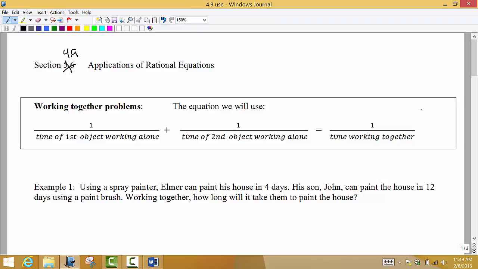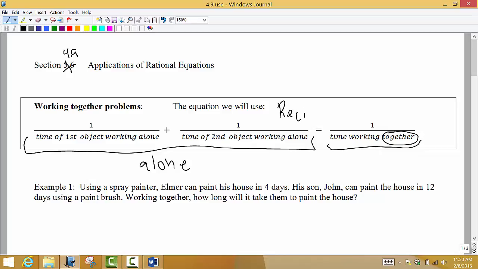So in the box right here, we have what we call working together problems, and the equation that we're going to use for all of them will be exactly the same setup every time. We're going to be working with the reciprocals of everything that's mentioned throughout the problem. We're going to have two objects or two people that work alone, and we're going to add the alone times together. But we're going to work with the reciprocals of the alone times, so we're going to sum the reciprocals together. And then on the other side, we're going to have the times that they're working together, and we're going to work with the reciprocal of that. So we sum the reciprocals of the alone times, and we're going to set it equal to the reciprocal of the working together times. Why do we work with the reciprocals?